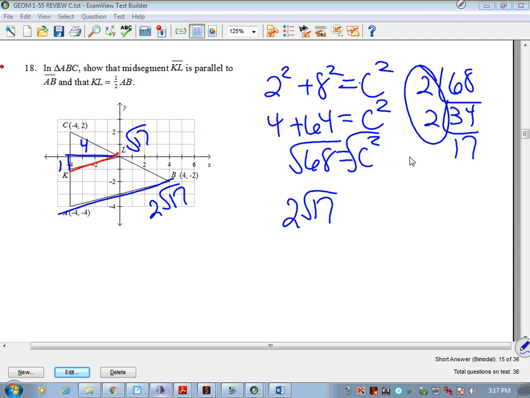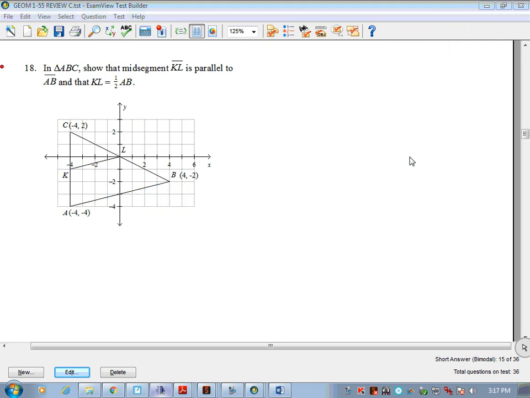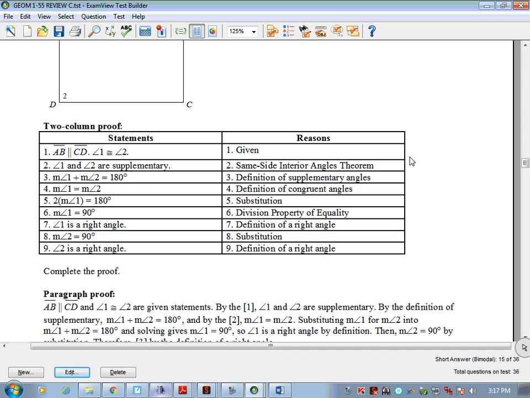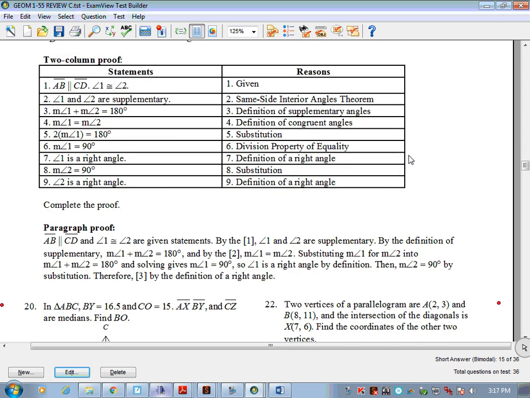You need to see the radical 17 and a 2 radical 17. Show me the Pythagorean theorem or the distance formula on how you got those numbers, so I know that they didn't come out of nowhere. Okay, I know you're going to use your calculator. Show me the calculations. Okay, write them down. All right, number 19 is really more about being able to read a 2-column proof and show how the information goes into a paragraph proof.